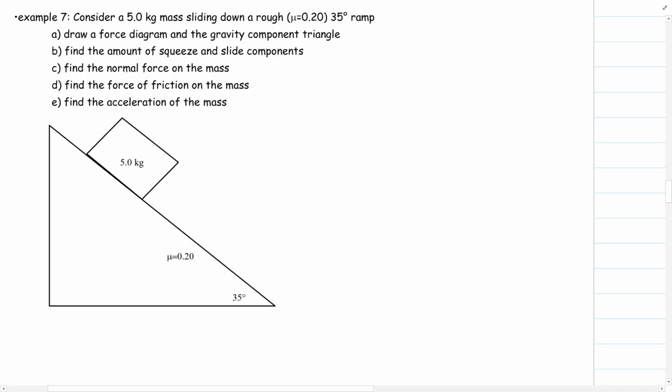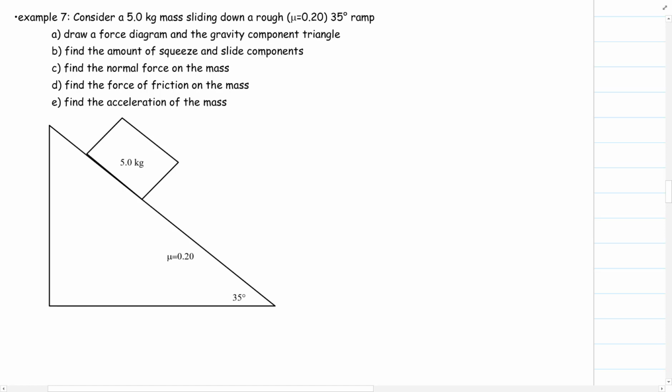We're going to continue on with chapter 3.1, and we have that second worksheet on inclined planes, and we're going to go over number 7. Let's see how it goes. Consider a 5 kilogram mass sliding down a rough 35-degree ramp, and the surface has a coefficient of friction of 0.2. Draw a force diagram and the gravity component triangle.